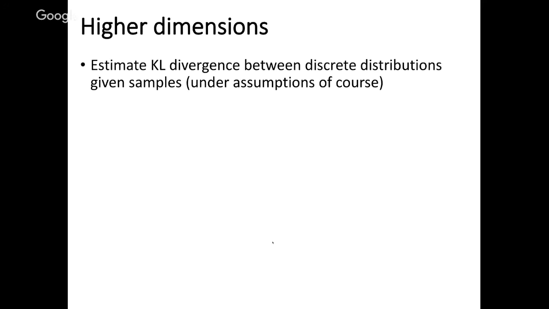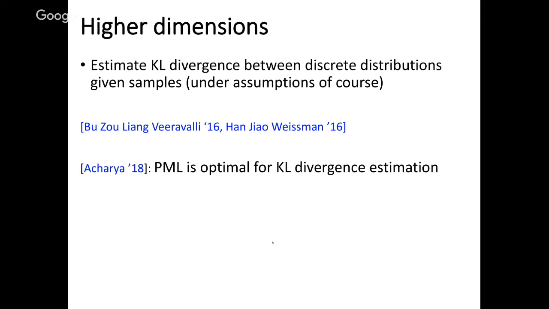The second direction is how can we go about proving other properties? So the KL divergence is a natural extension of these properties in 1 dimension to symmetric properties in 2 dimensions. And there has again been recent work on trying to estimate KL divergence. And recently I wrote a manuscript where we showed that PML is optimal for KL divergence estimation. And it required some arguments in higher order. Basically, you look at partitions over higher dimensions.